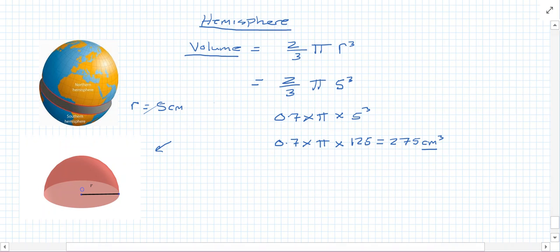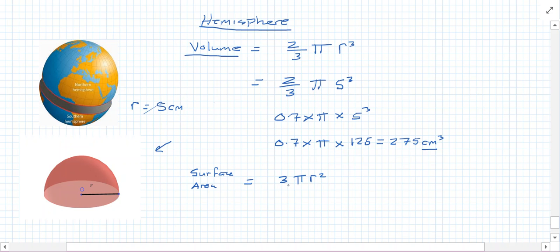Now, if we wanted to take this same hemisphere and calculate its surface area, that's going to be equal to, and we use this formula, 3 times pi times r squared. Again, these formulas are in your logbooks, so it is important that you have a look at the logbooks and become familiar with where the formulas are within the logbook.